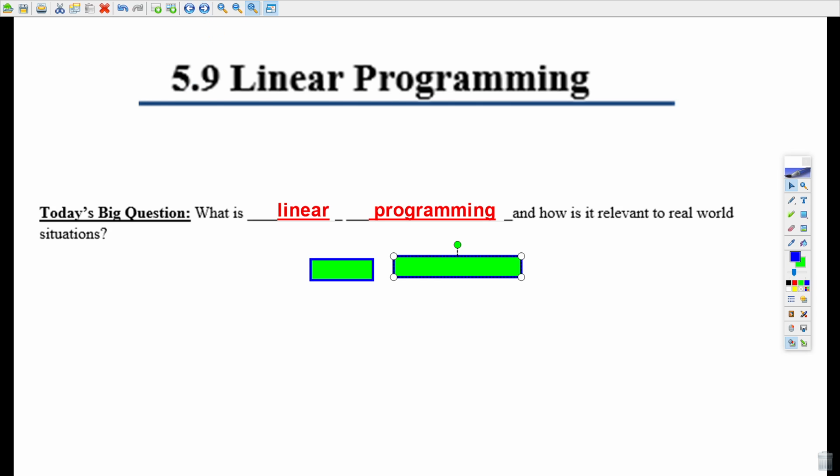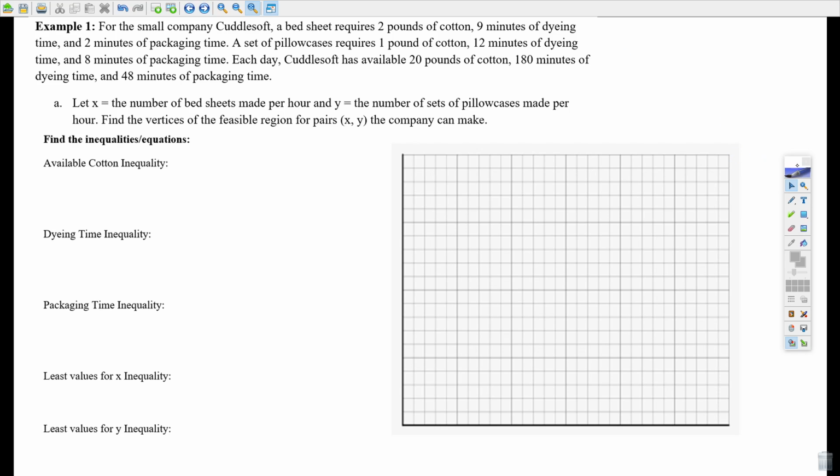We're only going to do one problem. So let's get to it. One problem. It's going to take us a while, though. Example 1. For the small company Cuddlesoft, a bed sheet requires 2 pounds of cotton. Oh, by the way, I'm going to go through and underline everything as we go through it. So 2 pounds of cotton, 9 minutes of dyeing time, and 2 minutes of packaging time. So this is for a bed sheet, just to be clear.